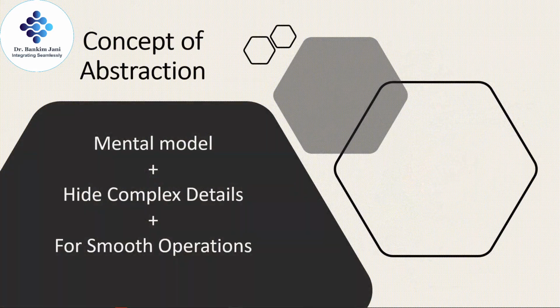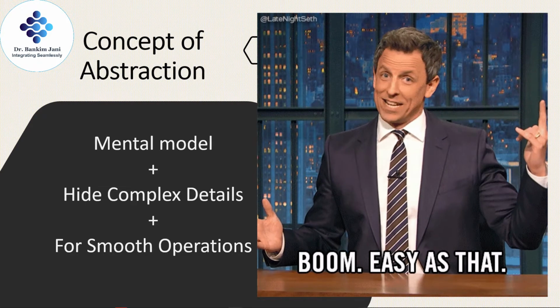Also, there is a concept of abstraction. In fact, it's a mental model, a method to think about something that hides complex details. The purpose of hiding complex details is to reduce complication. For smooth operations, we should focus on the outcome and not the complex details about system operation.